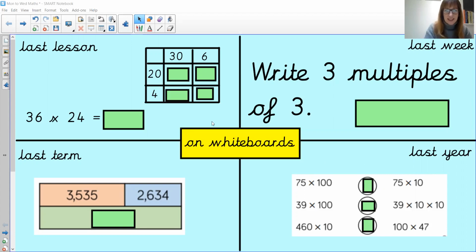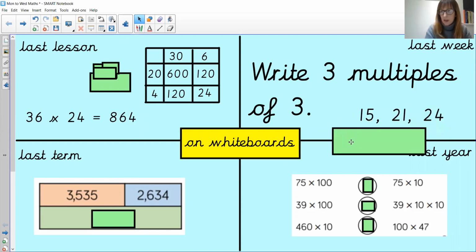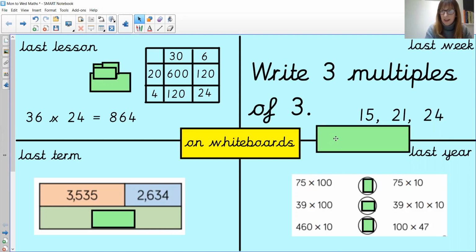Okay, let's go through the answers. So last lesson you were learning the grid method with Mr. Biddle. So here's what you should have had in your grid. And your answer, if you added all those up, should be 864. So last week we learnt multiples. So any 3 multiples of 3. I've got 15, 21 and 24, but you might have different ones. And that's fine as long as they are in the 3 times table.